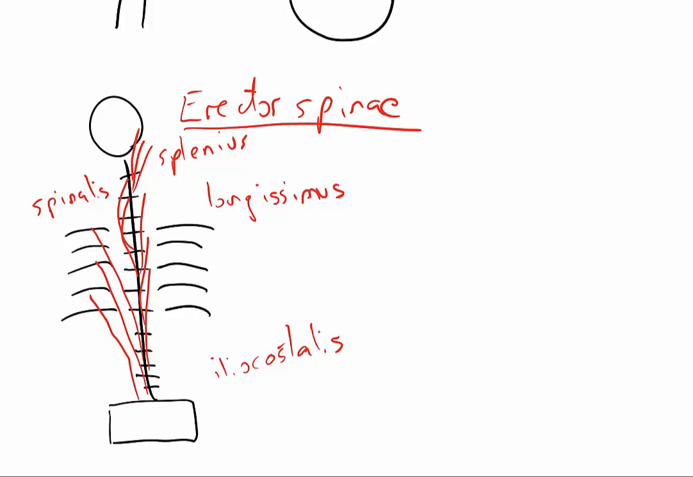So erector spinae has 1, 2, 3, 4 groups of muscles within it. Those muscles always start medially. They attach to the spinous process usually, or in the case of the bottommost iliocostalis fibers, they attach to the ilium, and they usually go outwards as you go up. The only exception to that is spinalis, where they come back in and attach back on the spinous process again.